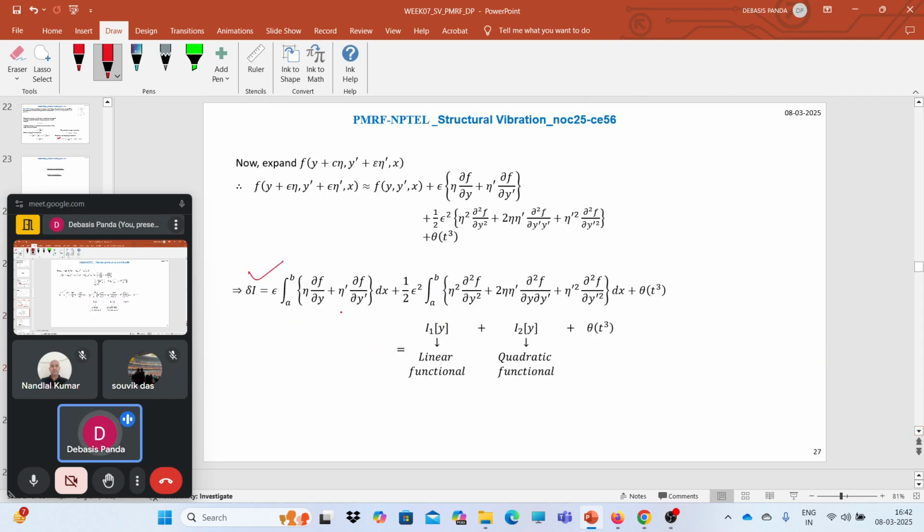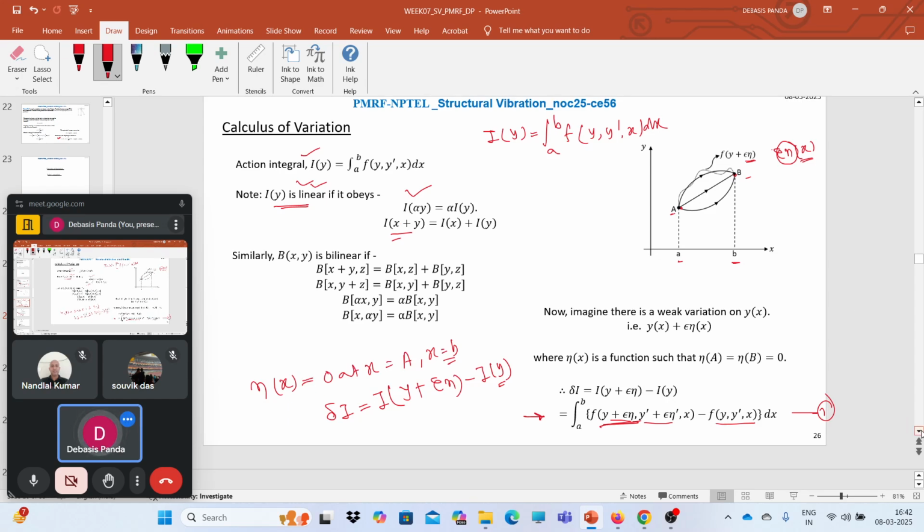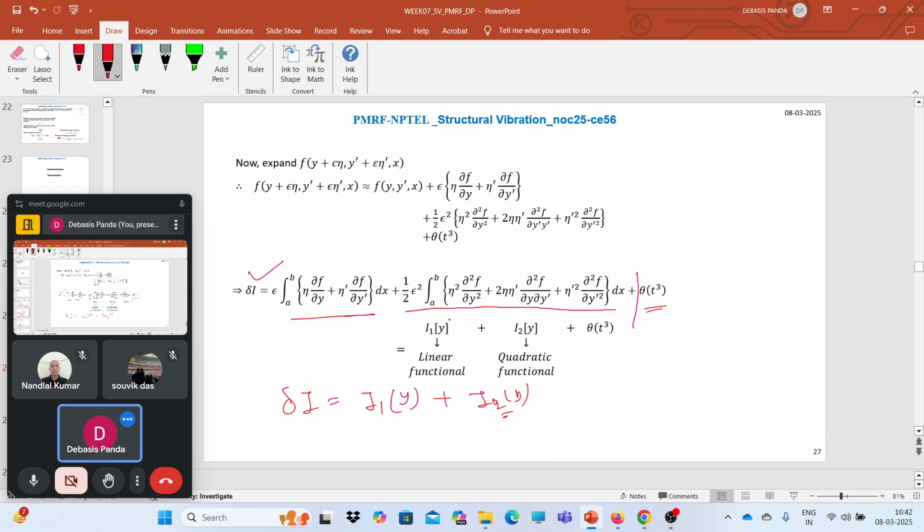We will be left with del I equal to the first part, which is associated with the variation, that means the linear part. Then there is the quadratic part, the square term of the variation, and the remaining part of the equation. We can truncate it here, or we can consider the higher terms also. So from here we can see that my del I depends on some linear function and some quadratic function. And at the very beginning we assumed that my I of y is linear. So now we will work with that first part of the integral, the linear integral part. Here we can see this is nothing but that part.